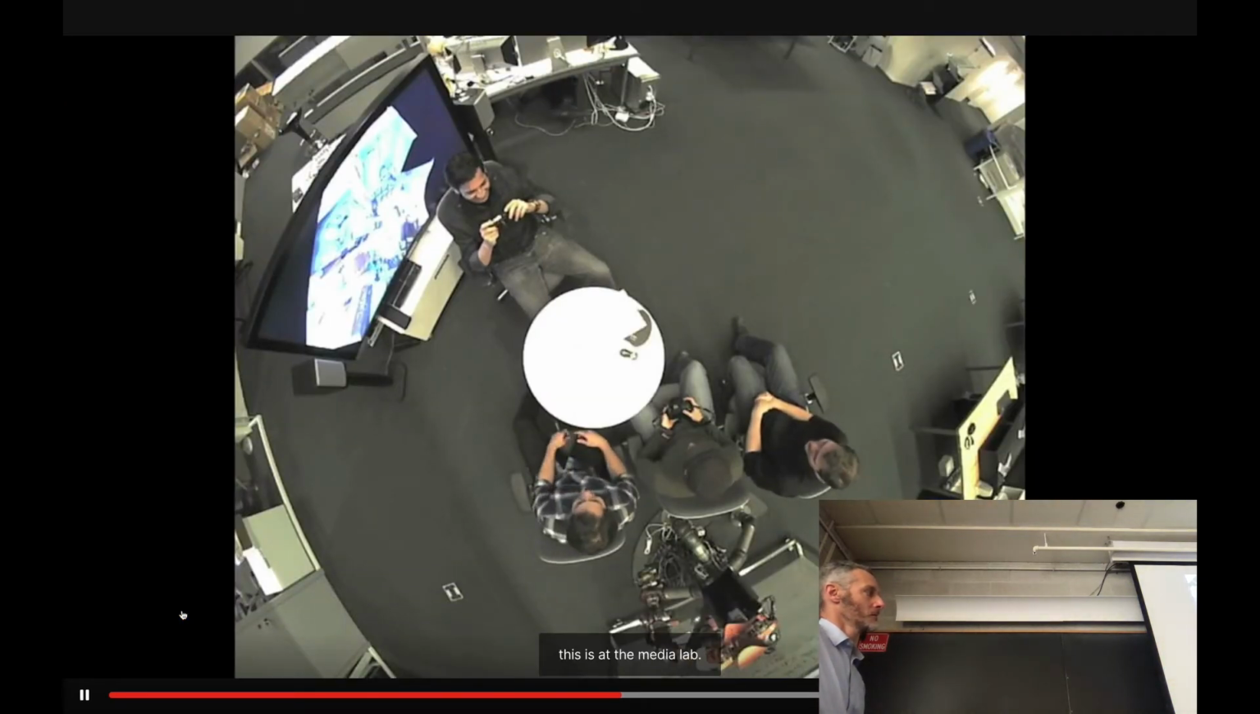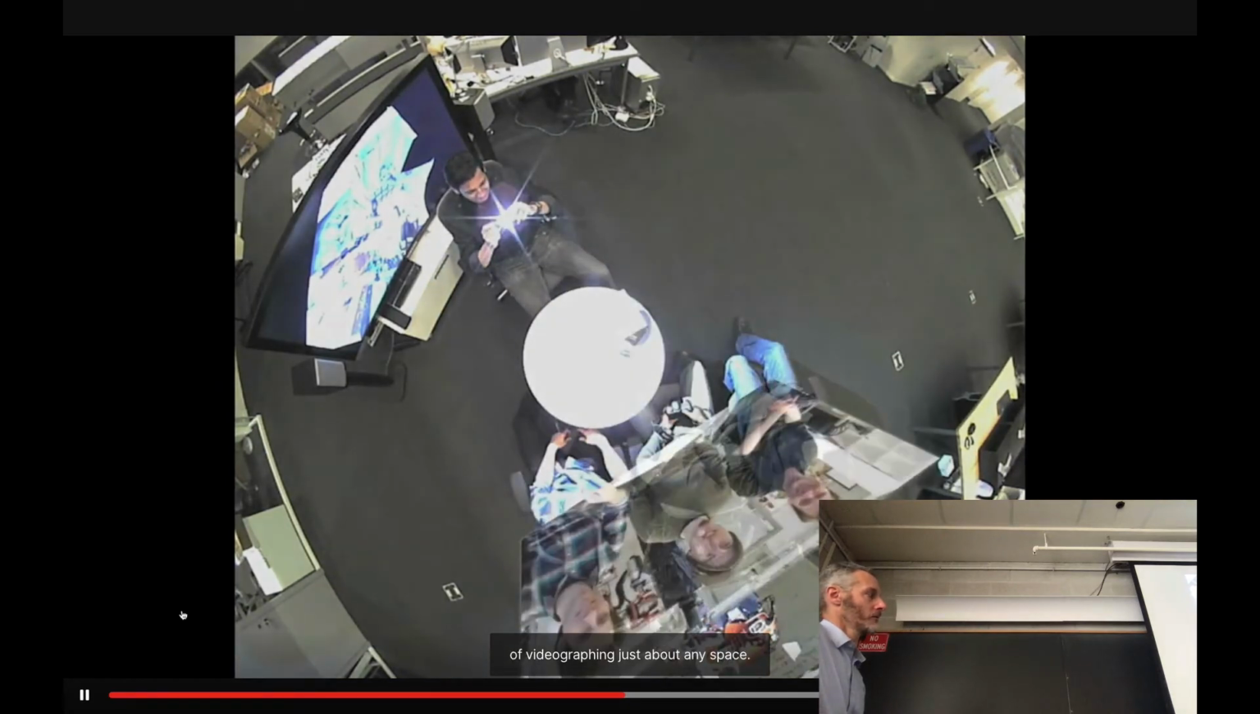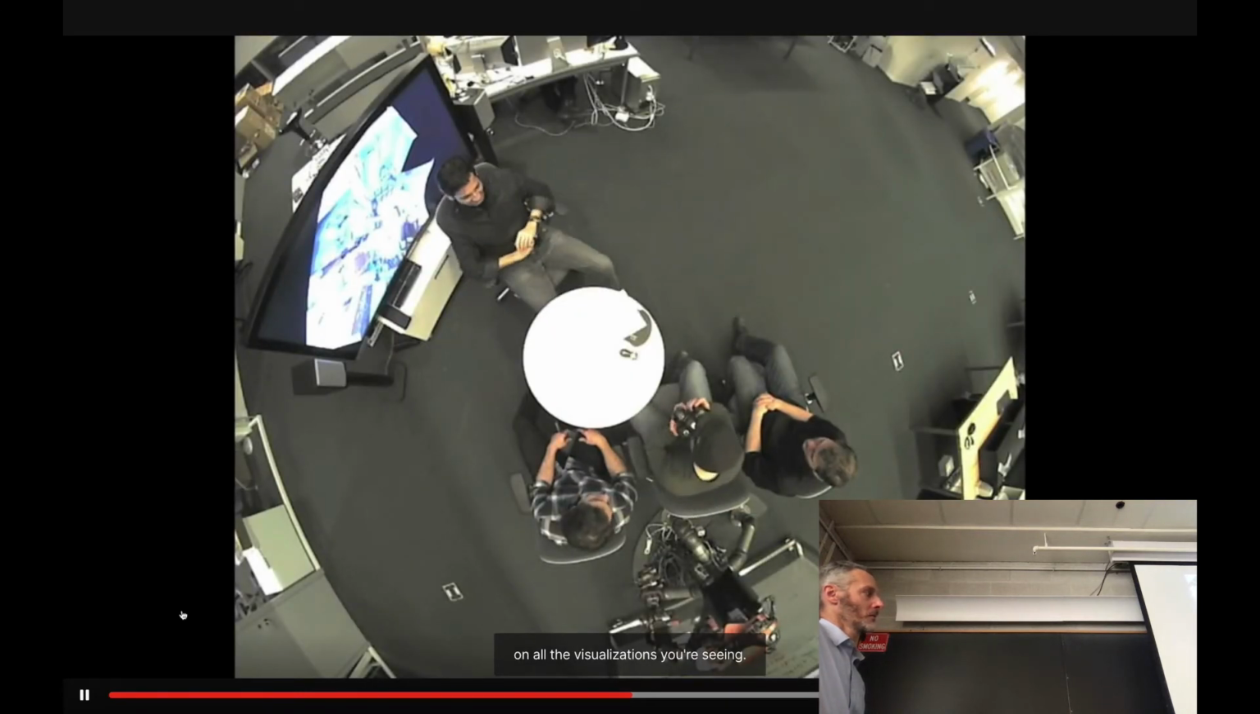In my lab, which we're peering into now at MIT, this is at the Media Lab, this has become my favorite way of videographing just about any space. Three of the key people in this project, Philip DeCamp, Ronnie Kubat, and Brandon Roy are pictured here. Philip has been a close collaborator on all the visualizations you're seeing.